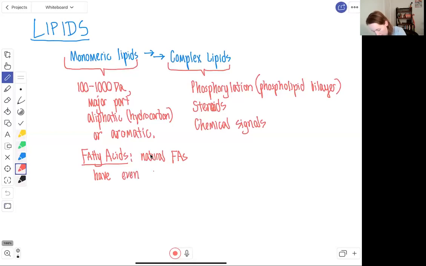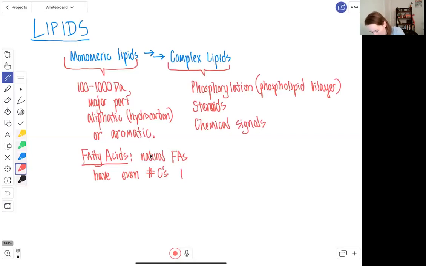And the reason why they have an even number of carbon atoms in the chain is due to the way that they are assembled by the body. The body or the cell, depending upon what type of organism you're looking at, takes 2 carbon building blocks and links those together, and hence the final product has an even number of carbons.